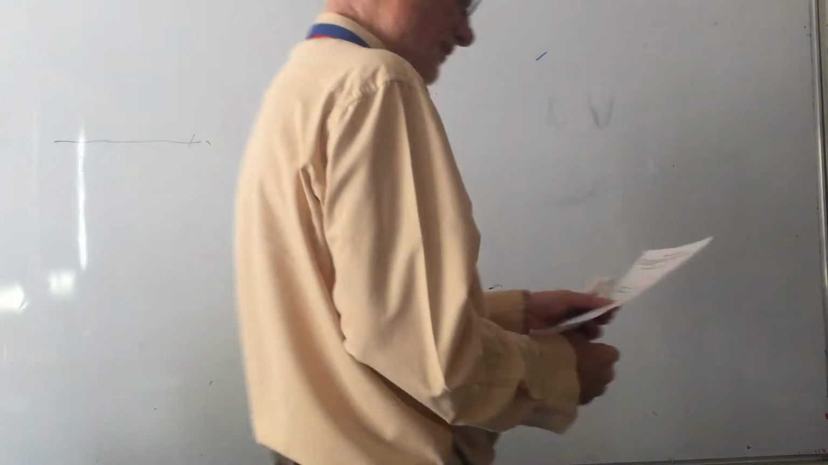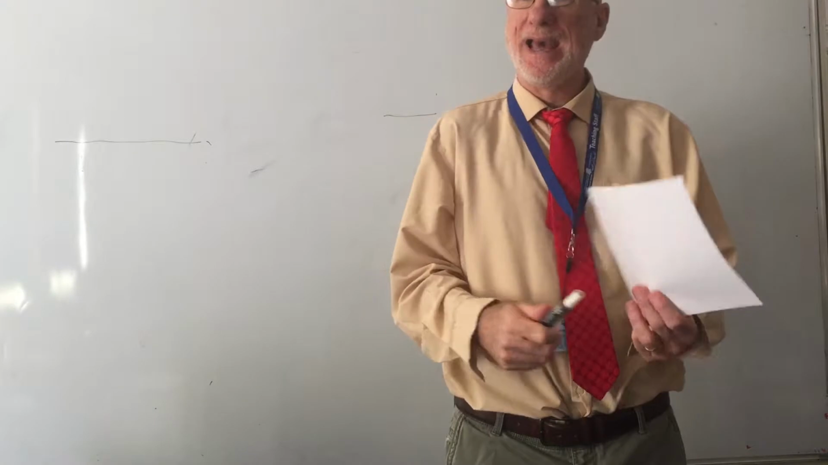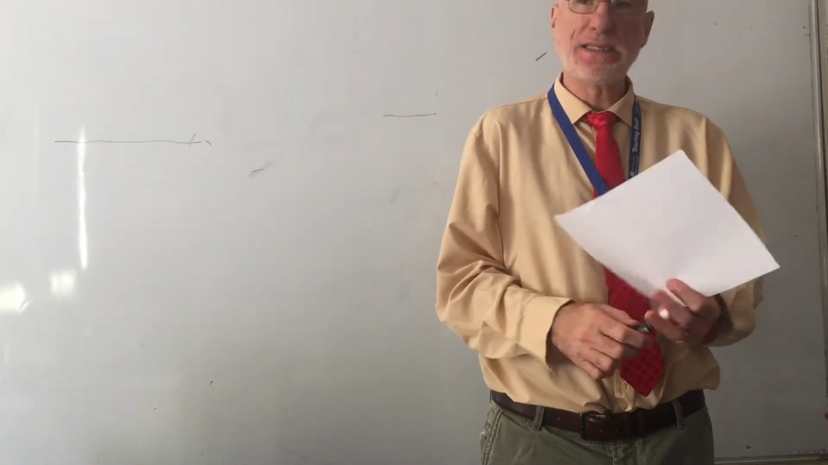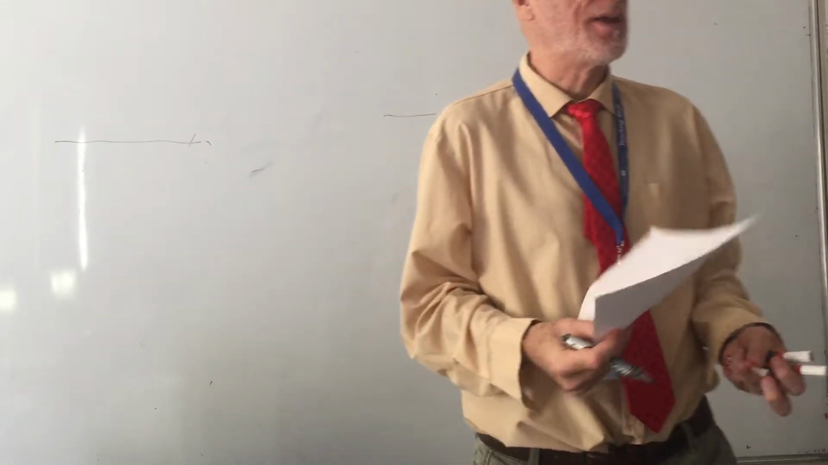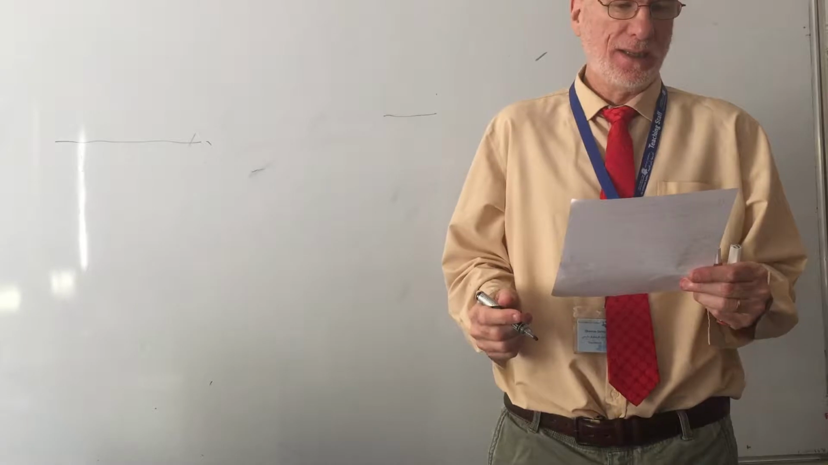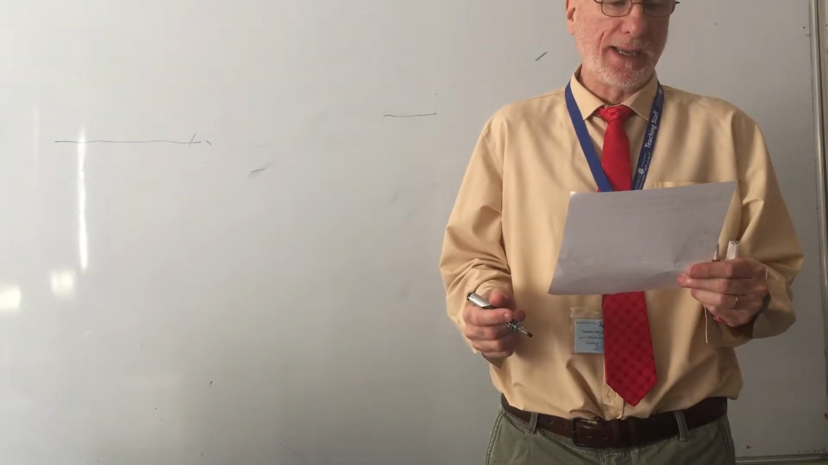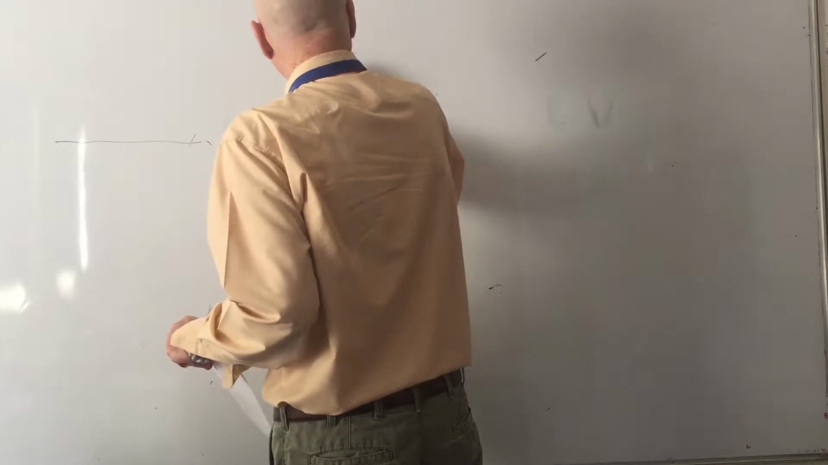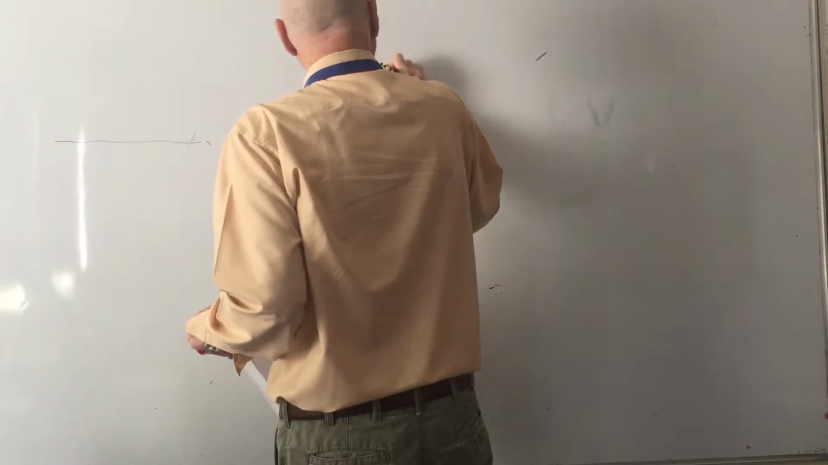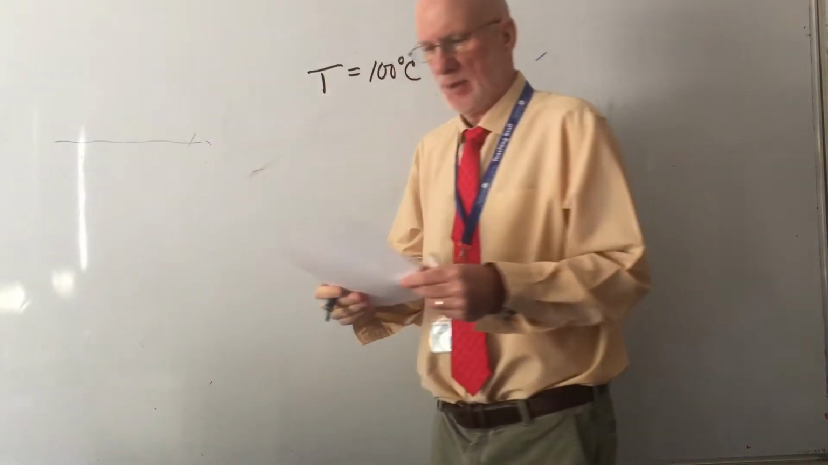Just read the problem. Okay. I'm doing problem A on the latent heat practice questions. All right, let's write down some of the facts in the problem. It says a pan containing water boiling at 100 degrees Celsius. So the boiling temperature is 100 degrees Celsius.